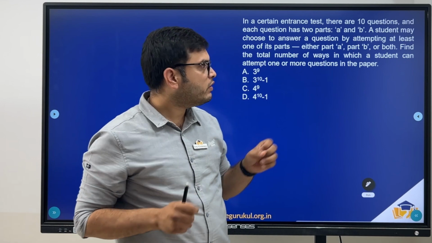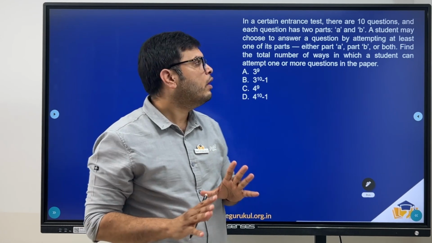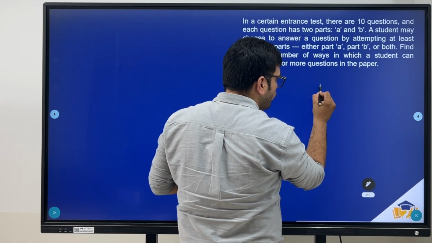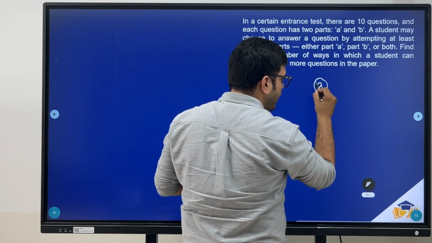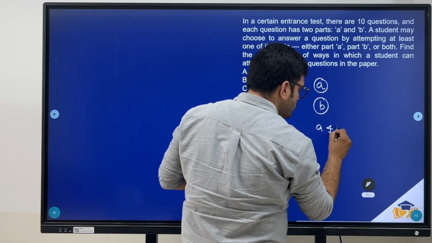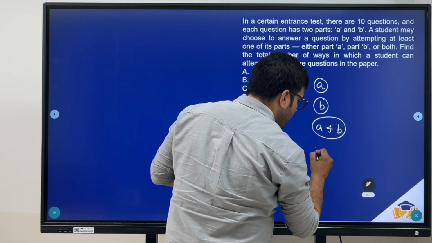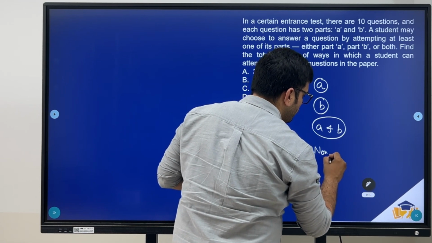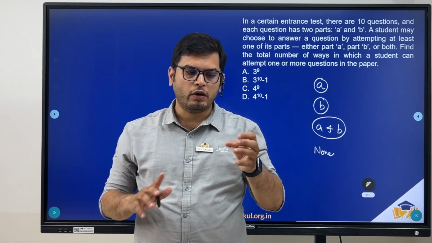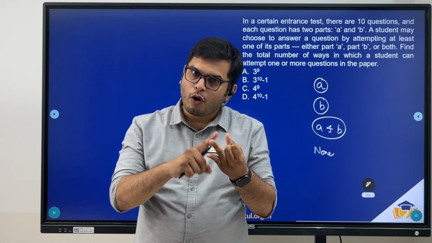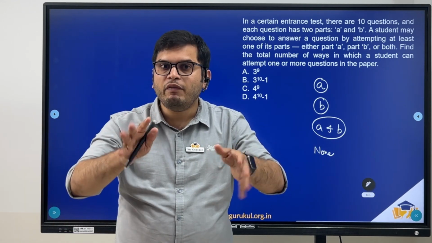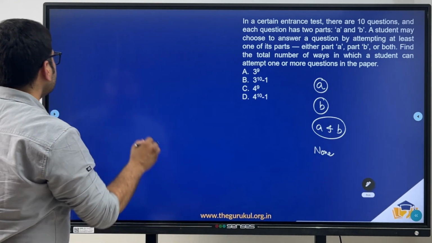Now let's try solving this question in the easiest possible way. For every question, a student can attempt only part A, only part B, both the parts A and B, or none of them. So for any question, the student will have 4 choices: attempting only part A, only part B, both the parts, or not attempting any of them and leaving that question. So we have 10 questions.